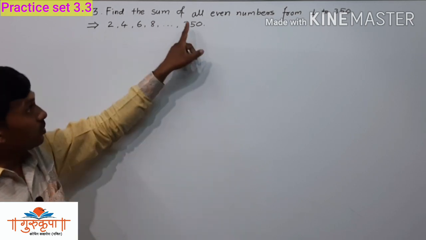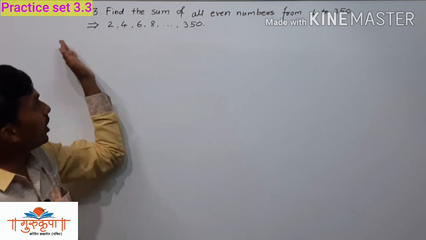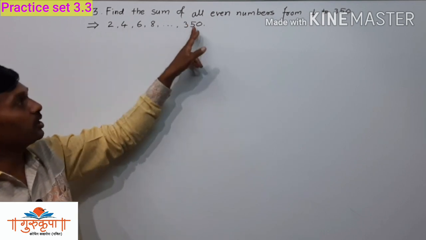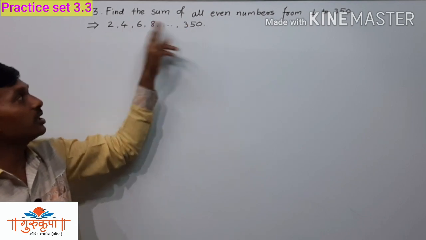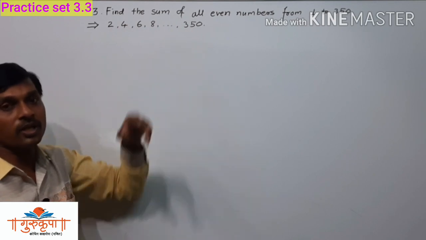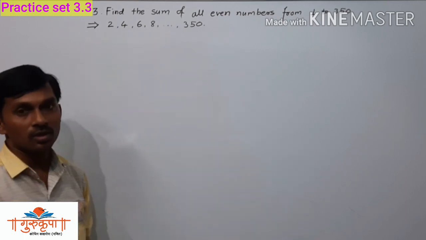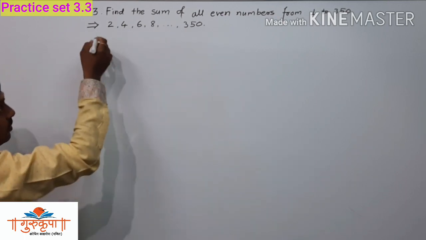So whatever the number of this term, that we have to find first, because we have to find the sum of all these numbers, but we didn't know how many numbers are there in this AP. This is the last term. 350 is the last term of that AP, since we have to find the number of this term. So whatever the information we have available here, we will write.